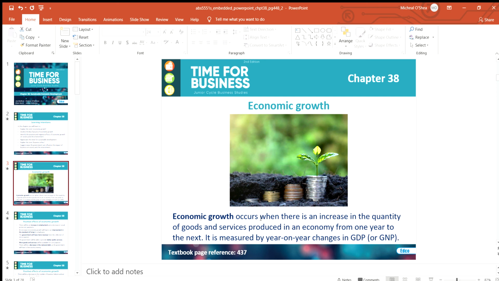And if there's one thing I really want you to focus on here, and when I'm doing this too, it's your understanding of the topic rather than just the theory. Your understanding of economic growth is important. So it's an increase in the quantity of goods and services produced in an economy from one year to the next. And we measure this with GDP, which is gross domestic product, or GNP, which is gross national product, and we'll be looking at that again in our revision. But that's our main focus and intro into this topic.